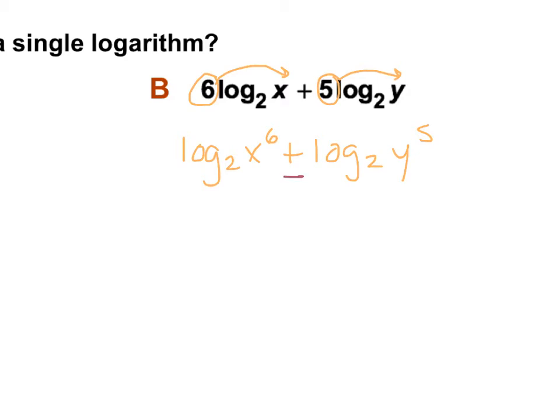Now we have two logs that are being added, and we know that addition goes with multiplication. So in order to combine these into one, I'm just going to multiply them together. So we have log base 2 of x to the 6th power times y to the 5th power. So I get rid of this second log when I combine them and just make it all one single log. But when I'm adding them, we multiply them. So this is our final answer here.